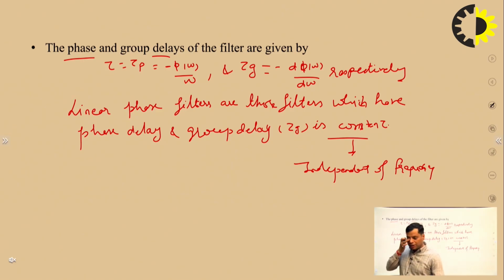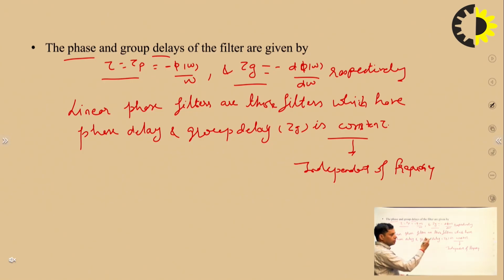With the help of these two parameters, if we evaluate tau p as well as tau g, and if these two values are constant, then we can say that the system we are going to design as an FIR filter satisfies the linear phase characteristic and the FIR realization is possible. Now, what will be the value of these two? If these two things are constant, what are its consequences?